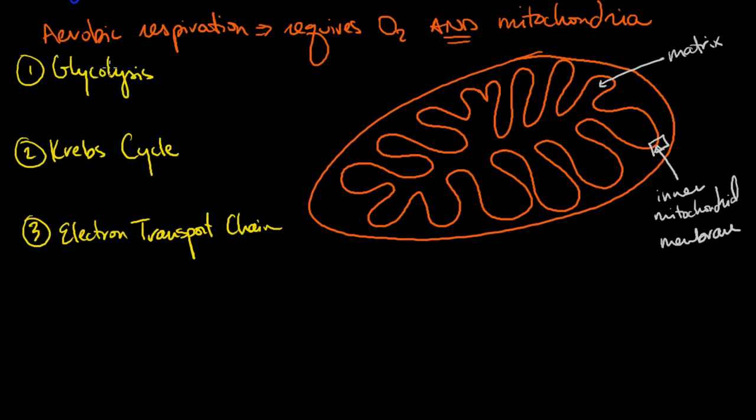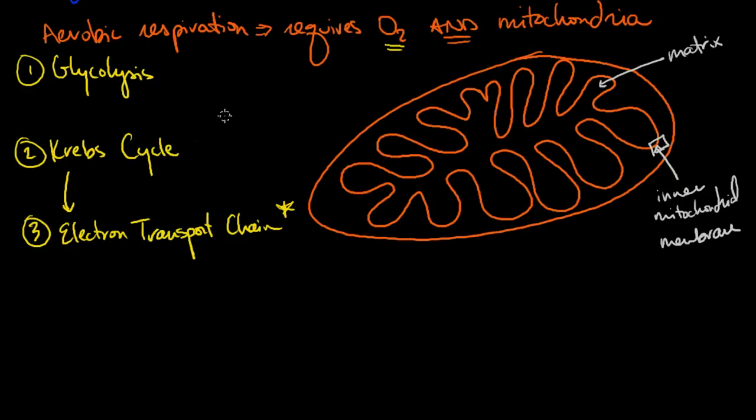So for aerobic respiration, all 3 of these have to happen, but really the aerobic part, the part that requires oxygen, is number 2. Well, really it's number 3, but number 3 depends on number 2. Number 2 depends on number 1. But number 1 can happen even without oxygen. And again, we'll talk about that.